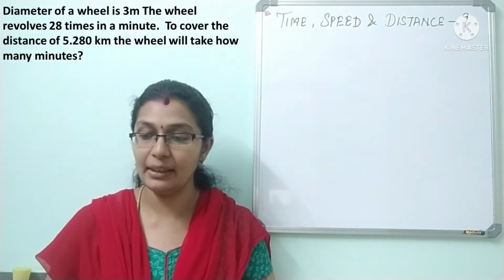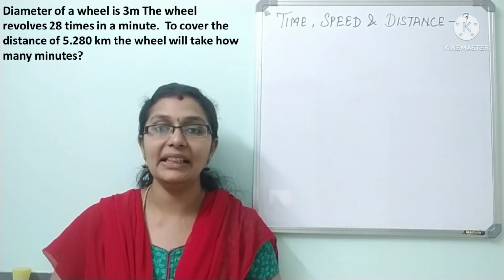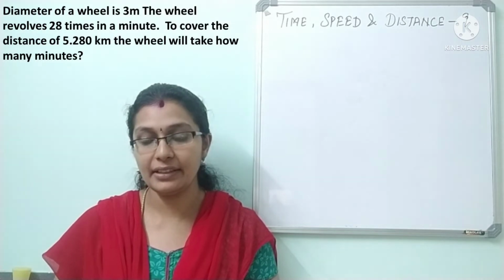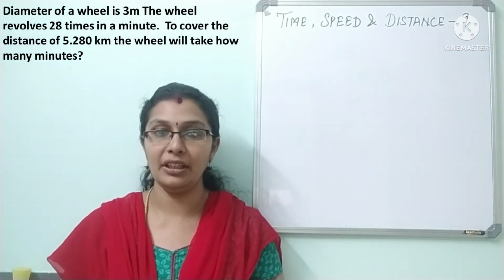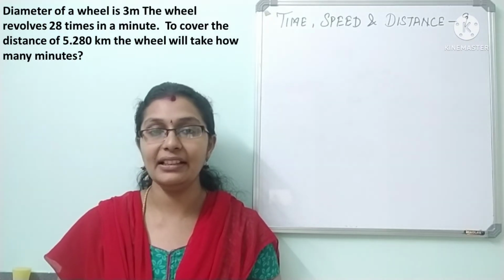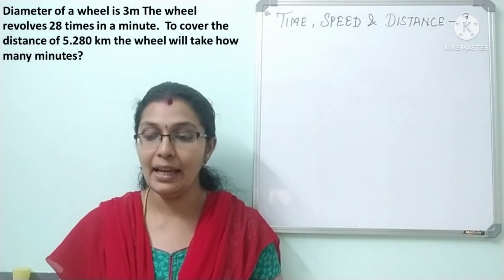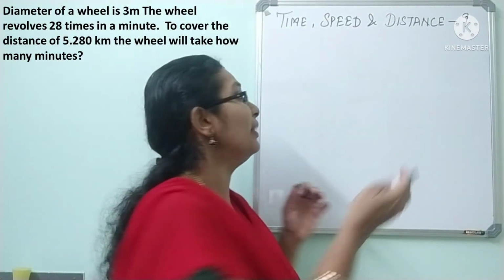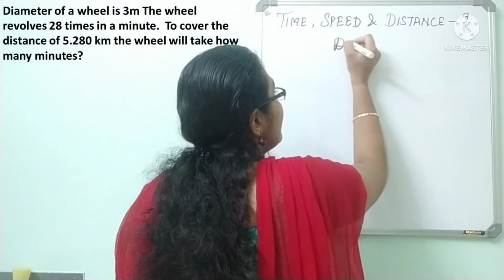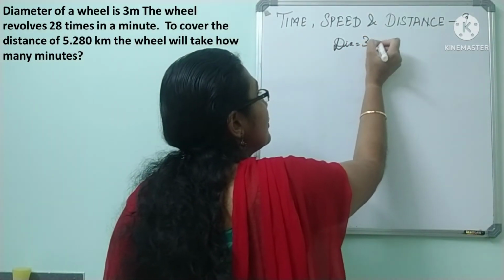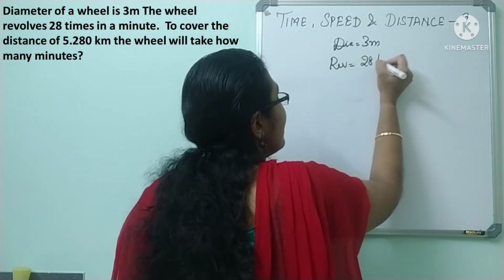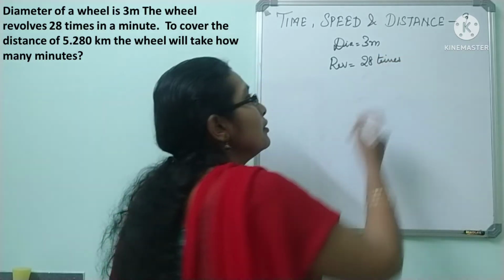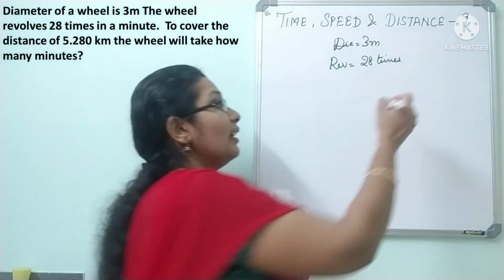Diameter of a wheel is 3 meter. The wheel revolves 28 times in a minute. To cover the distance of 5.280 kilometer, the wheel will take how many minutes? So, understand the question carefully. Here they are asking us to find the time. So, they have given diameter as 3 meter, and number of revolution, they have given it as 28 times. So, using this, 28 times per minute.